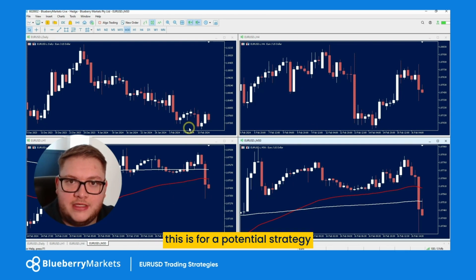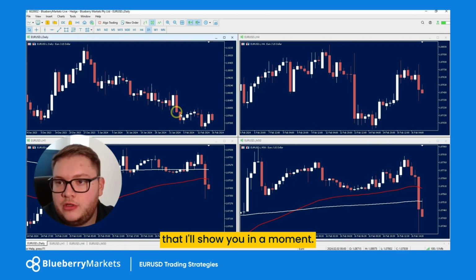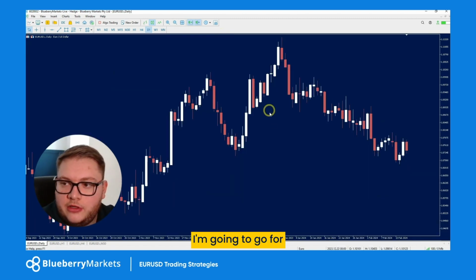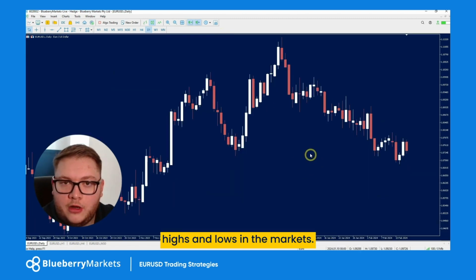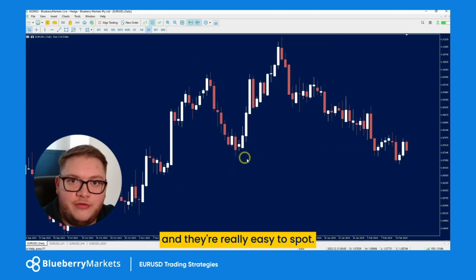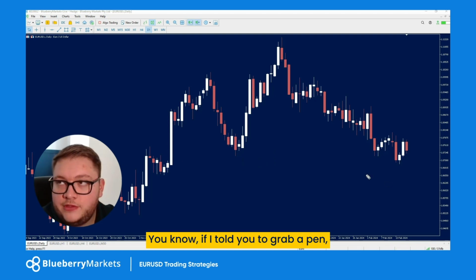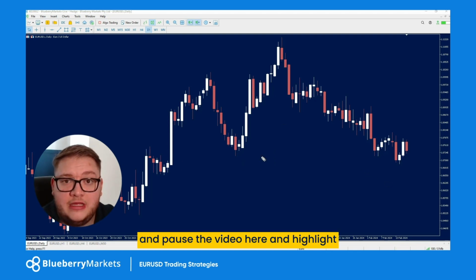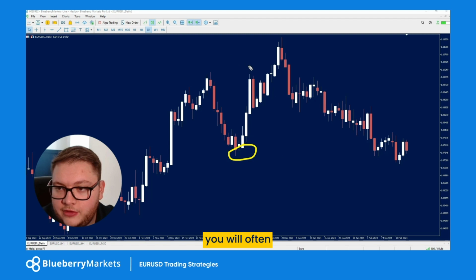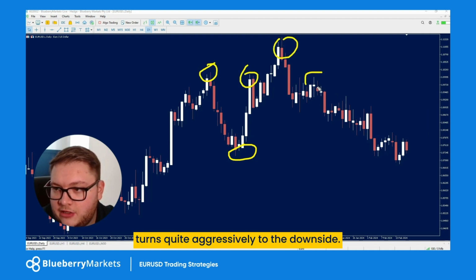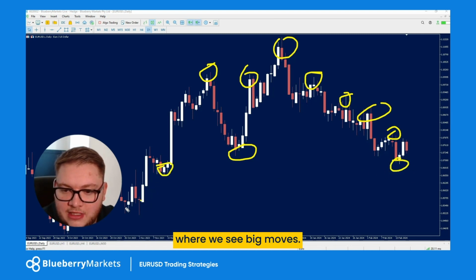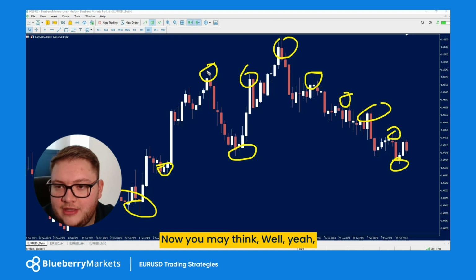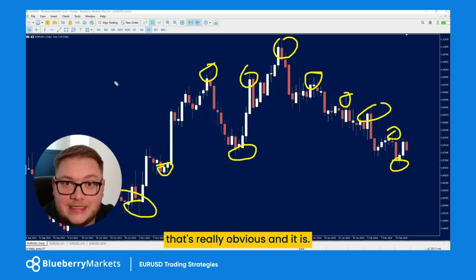The reason why I've got these open like this is for a potential strategy that I'll show you in a moment. But the first strategy I'm going to go for is just looking at simple highs and lows in the markets. The markets turn from these high and low points, and they're really easy to spot. If I told you to grab a pen and pause the video here and highlight the areas where you want to be a buyer and the seller of the market, you will often just point out the areas where the market turns quite aggressively to the downside, and you'll be pointing out the areas where we see big moves. Now you may think, well, yeah, that's really obvious, and it is. That's the whole point of it.